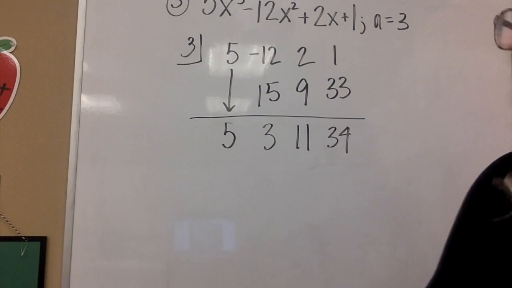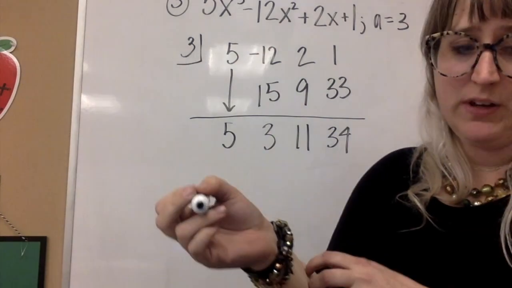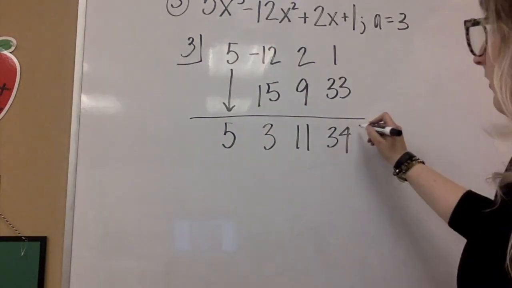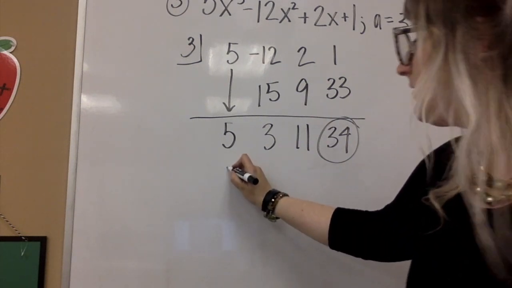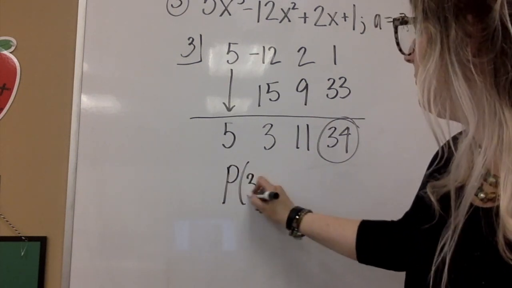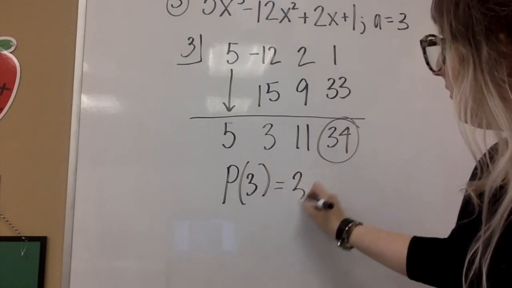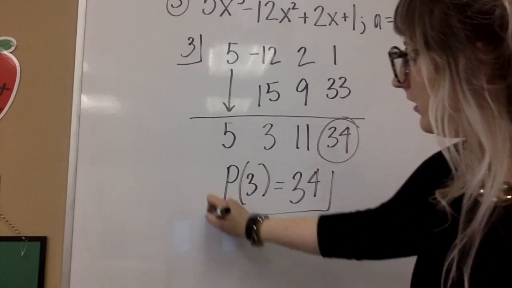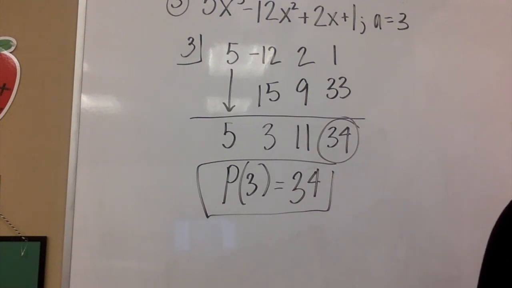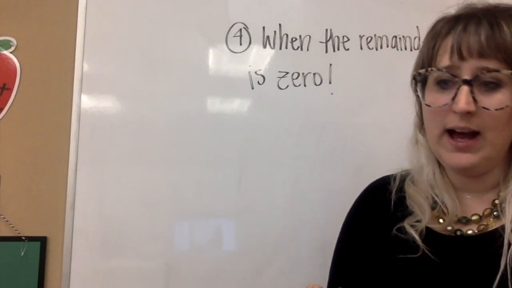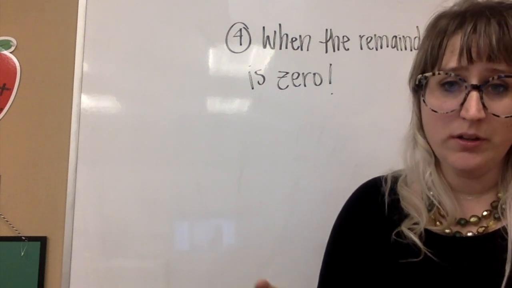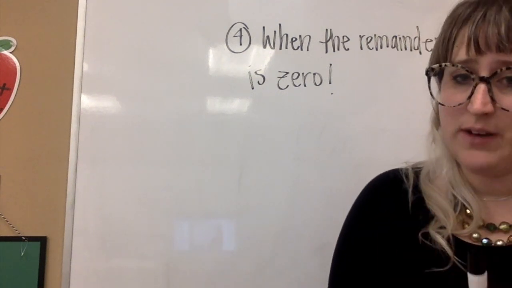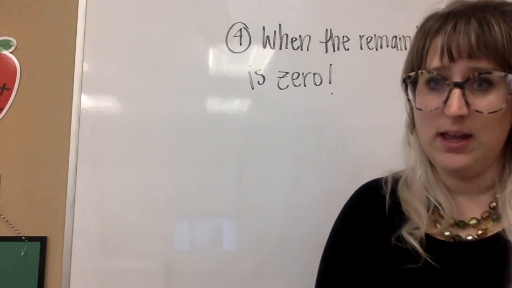So when we're trying to find that P of A, we want to figure out what the remainder is. Our remainder here is 34. So we write our answer as when A is 3, our remainder is 34. Number 4 asks, how do you know if the binomial is a factor of the polynomial? You know it's a factor if your remainder is 0.